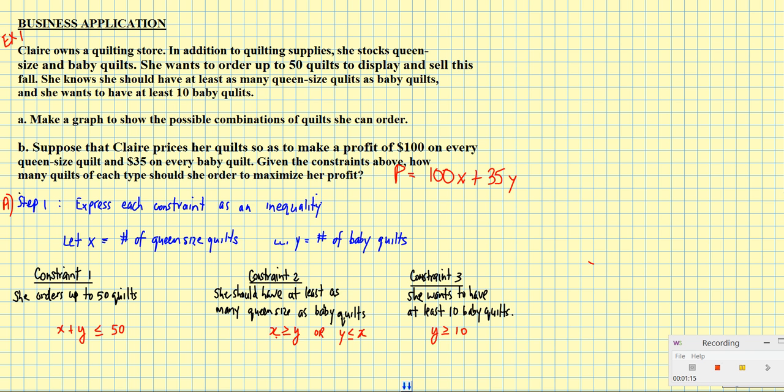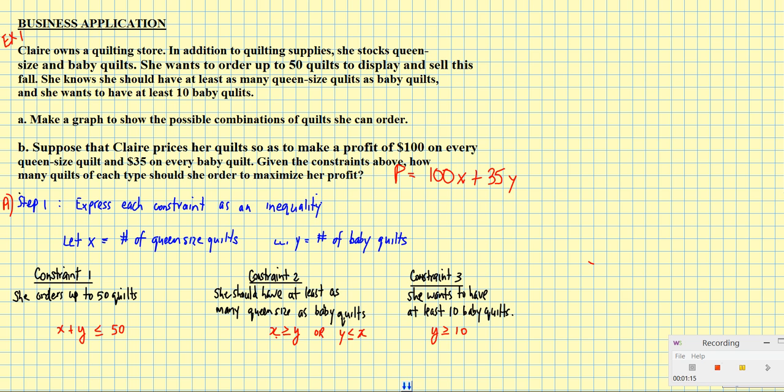Alright, so let's start with making a graph to show the possible combinations of quilts that she could order. If we go back to the question, the first constraint is that she wants to order up to 50 quilts. Up to means up to and including, so we don't want more than 50 quilts. We could say that X is the number of queen-size quilts, and Y is the number of baby quilts.